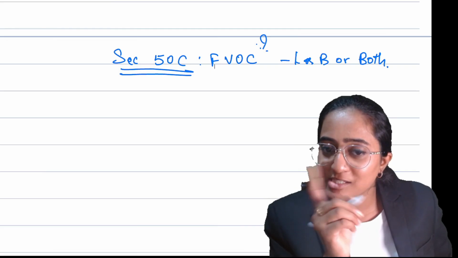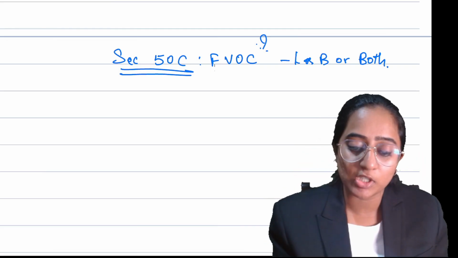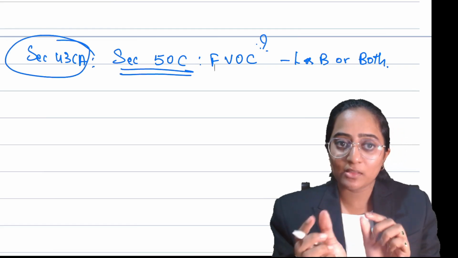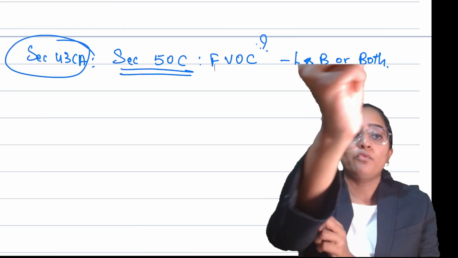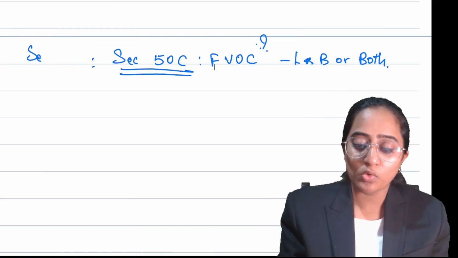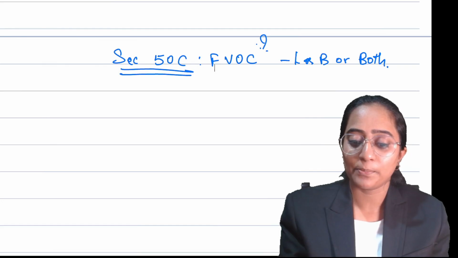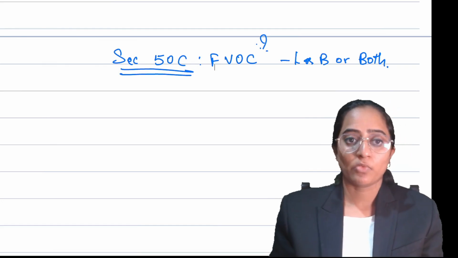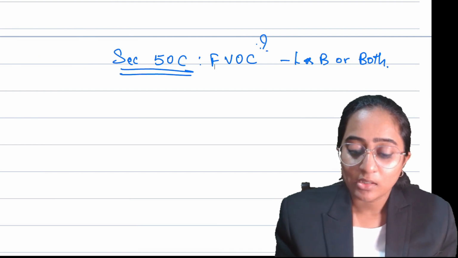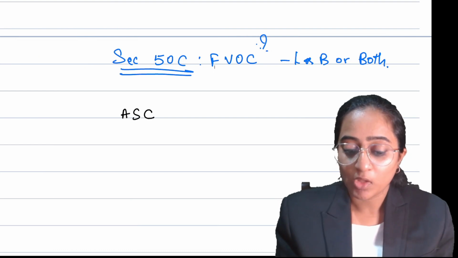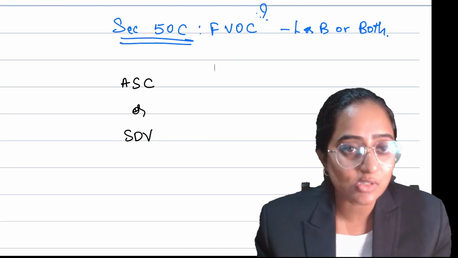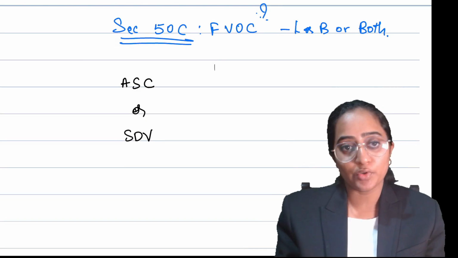This section you can relate to section 43CA also, but there's a small difference between 43CA and section 50C. Now, whatever we are concentrating on is only section 50C. We'll move forward. This section states that you're going to consider the actual sale consideration or your SDV, that is your stamp duty value.